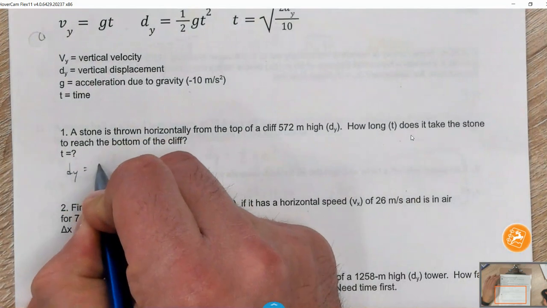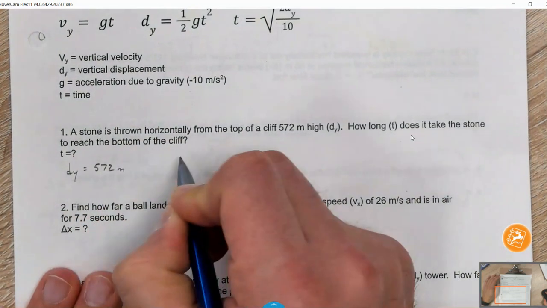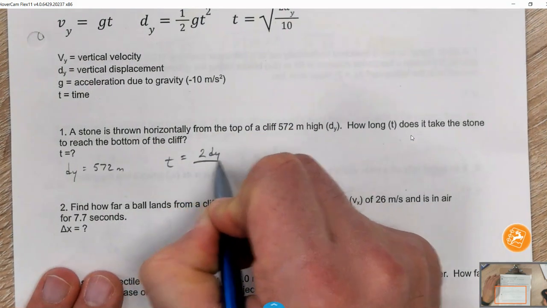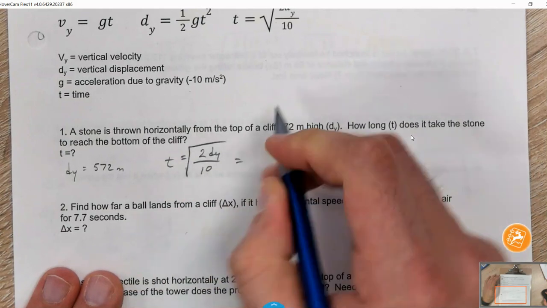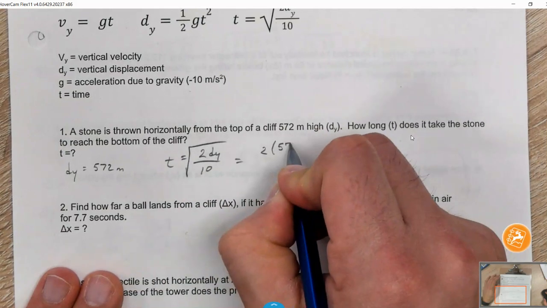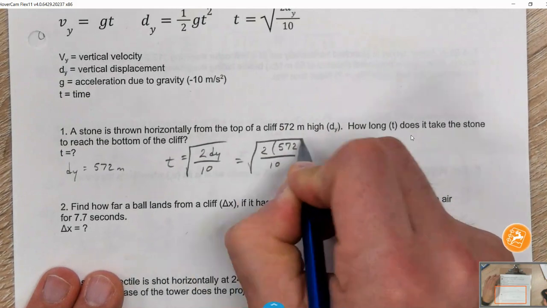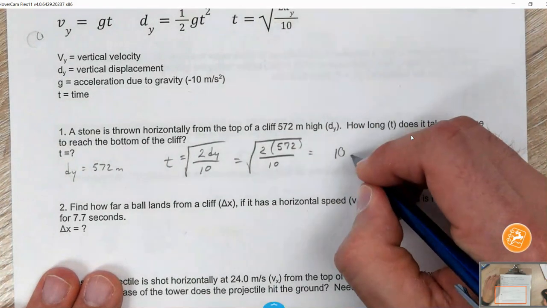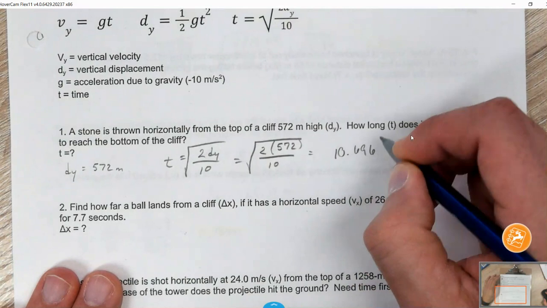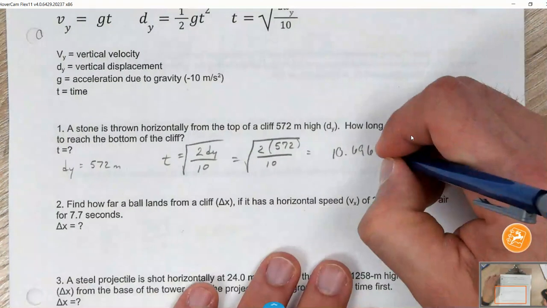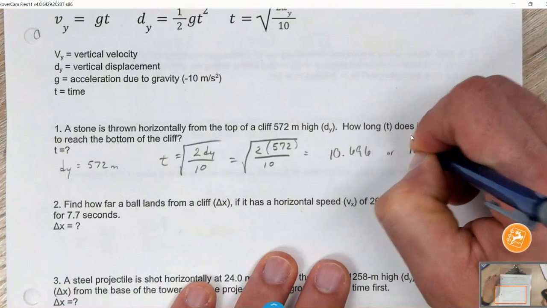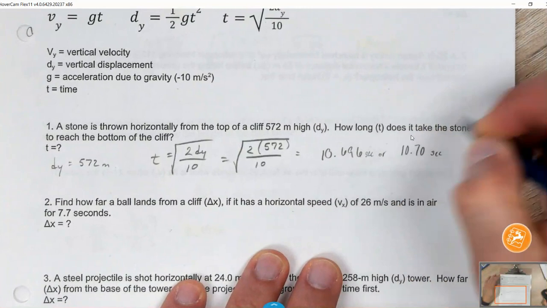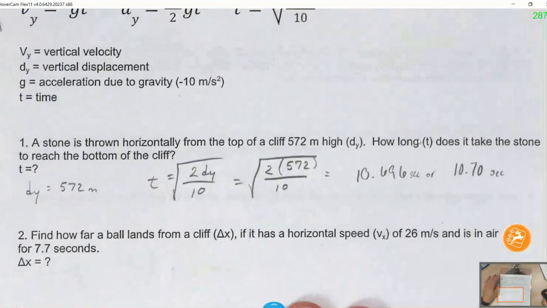Okay, you have dy, 572. If you're given height, you can find time by doing the square root of 2 times dy over 10. 2 times 572 over 10, square root that, and it's going to come out to be about 10.9, or 10.696, or 10.7 seconds. Either one of those is a totally acceptable answer.